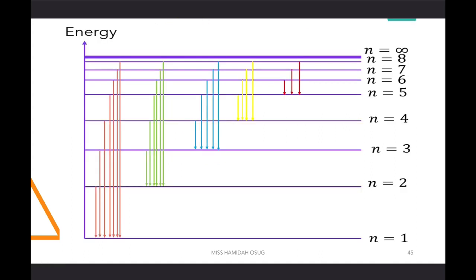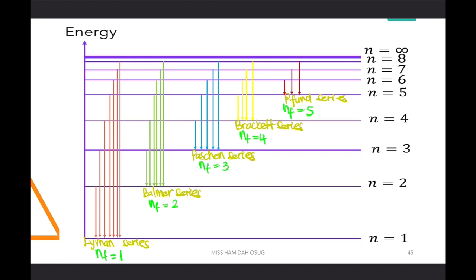So ini adalah kesimpulan untuk line series yang kita sudah bincangkan setakat ini. So kita ada Lyman series, lepas tu kita ada Balmer series, lepas tu kita ada Paschen series, and then bracket series, and then P-Fan series. Okay, so untuk Lyman series, N final dia adalah sama dengan 1, Balmer N final adalah sama dengan 2, Paschen N final adalah sama dengan 3, bracket N final adalah sama dengan 4, dan P-Fan N final sama dengan 5.